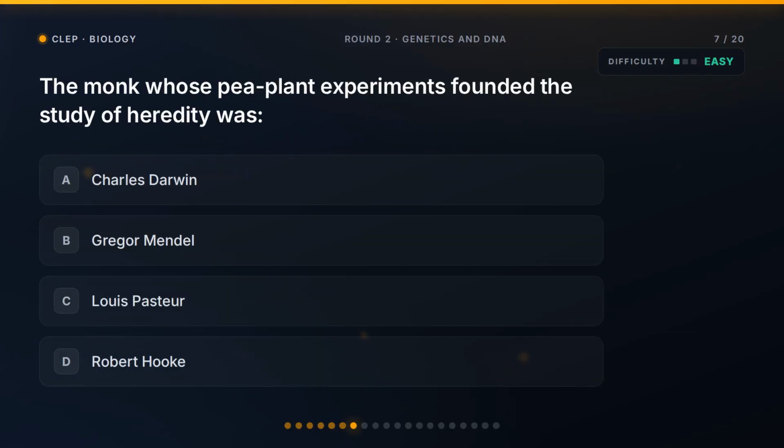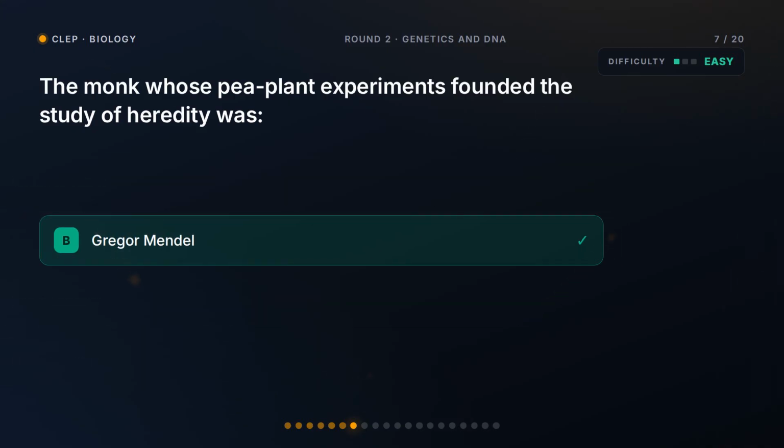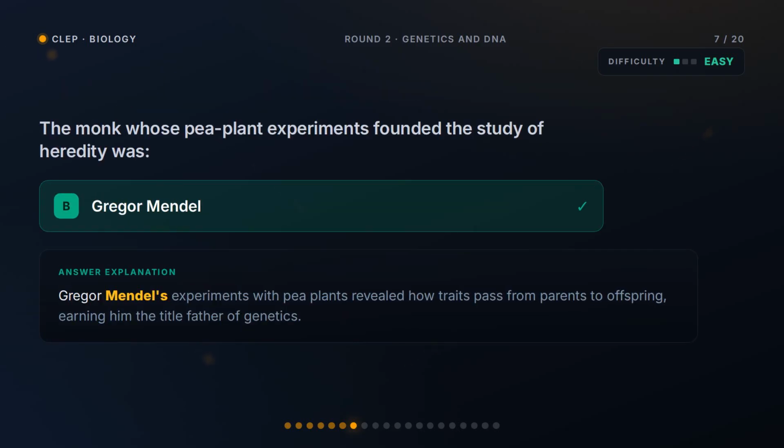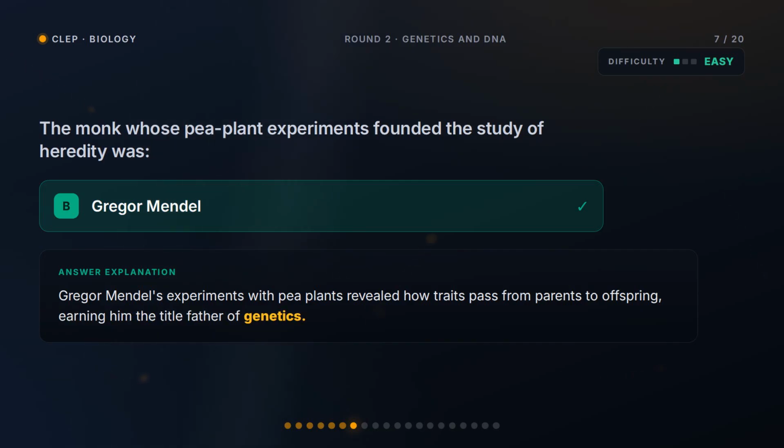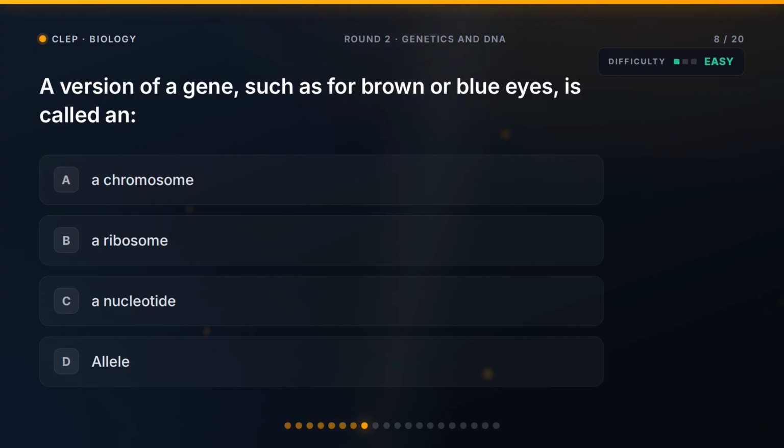Question 7. The monk whose pea-plant experiments founded the study of heredity was A. Charles Darwin. B. Gregor Mendel. C. Louis Pasteur. D. Robert Hooke. The answer is B. Gregor Mendel. Gregor Mendel's experiments with pea plants revealed how traits pass from parents to offspring, earning him the title Father of Genetics.